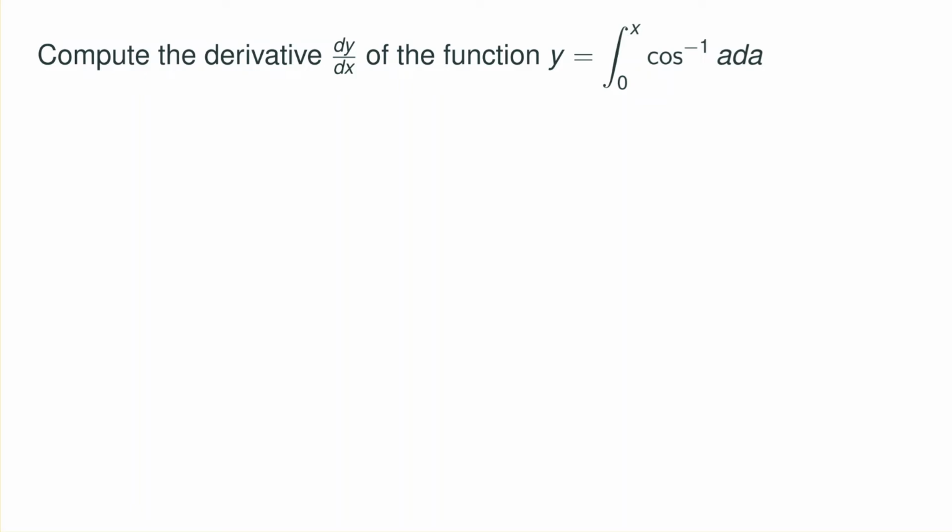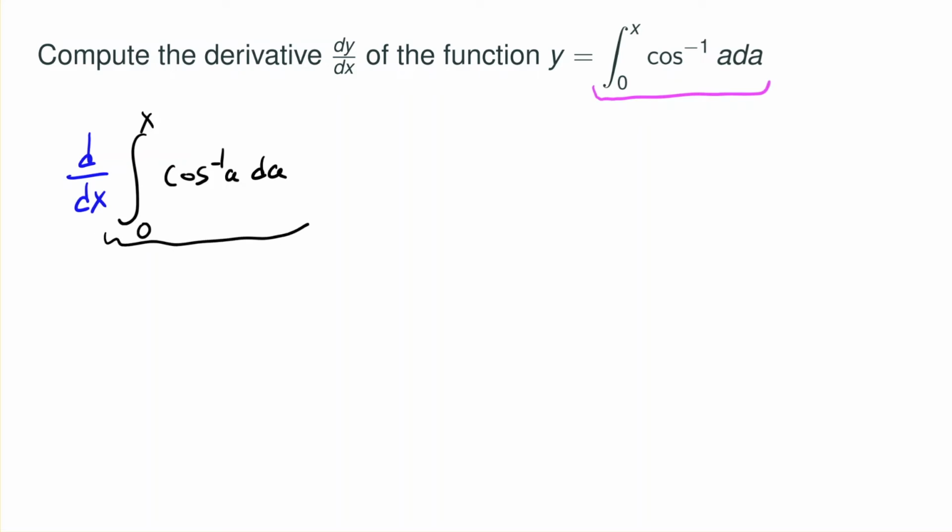Compute the derivative, or dy dx, of the function y equals the integral from 0 to x of cosine inverse a dA. So a is the variable here, for the inside function. Remember, this entire thing is a function here. So what we're finding here is taking the derivative of this area function, with respect to x, of the integral from 0 to x of cosine inverse a dA. Okay, so this entire thing is an area function, right? And we're taking the derivative of that with respect to x.